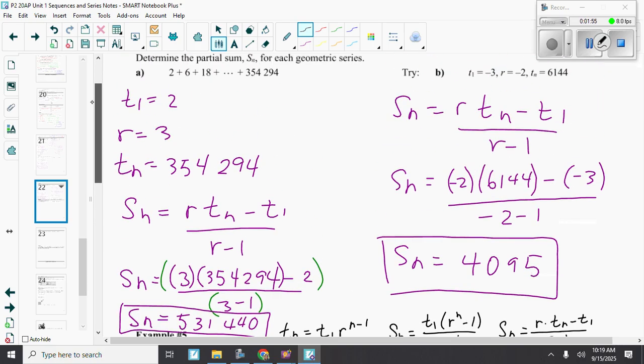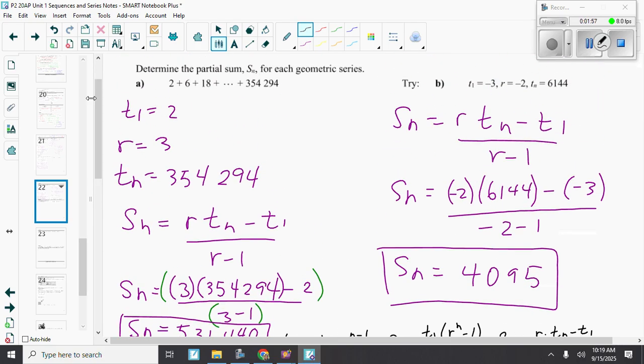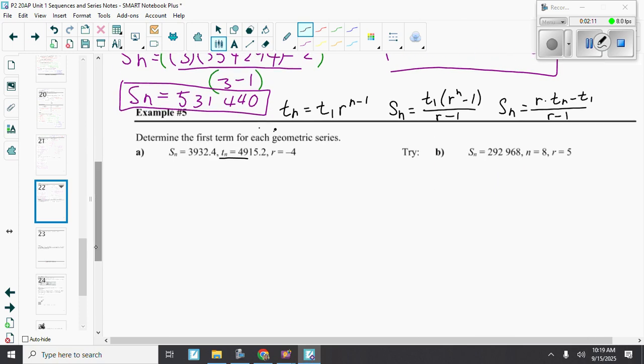So last time we were finding the sum and substituting everything in. Now they're giving us the sum and we have to be able to isolate. So we're practicing our algebraic skills of isolating a variable when different information is given. So we're looking at this formula.